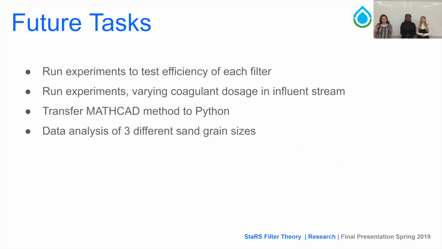So moving on to future tasks for the StaRS team, we hope to run experiments to test the efficiency of each of our filters, and as we're doing that, we also hope to look at different parameters such as varying coagulant dosage in our influent stream. And another big task we have is transferring the MathCAD method to Python so we can have a better transfer of data for the next team to look at. And hopefully, for future teams, we want to see an extensive data analysis for the three different filters, looking at the different sand grain sizes to determine if it actually does have a great effect on filter efficiency.